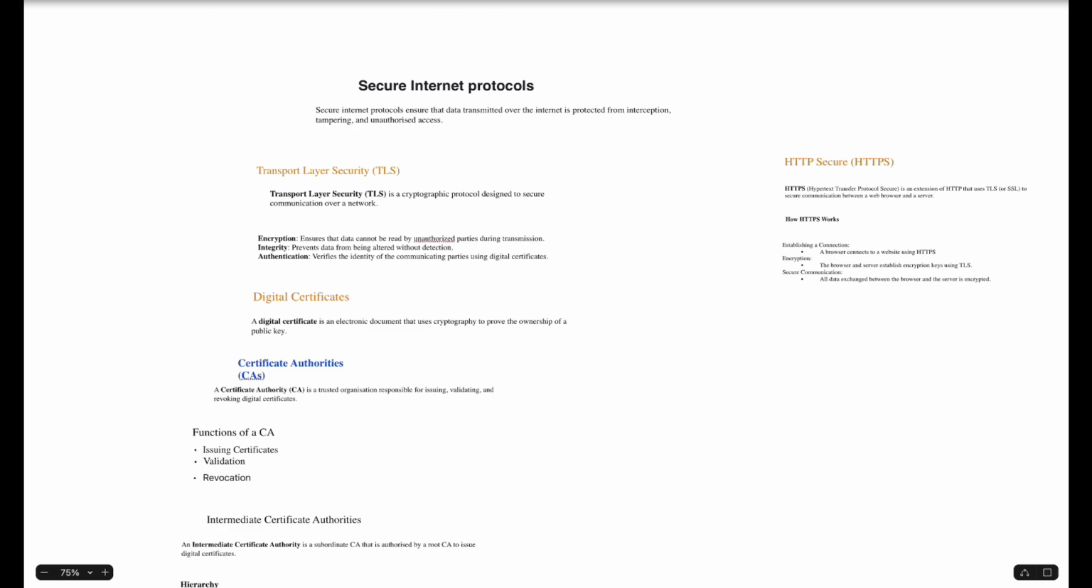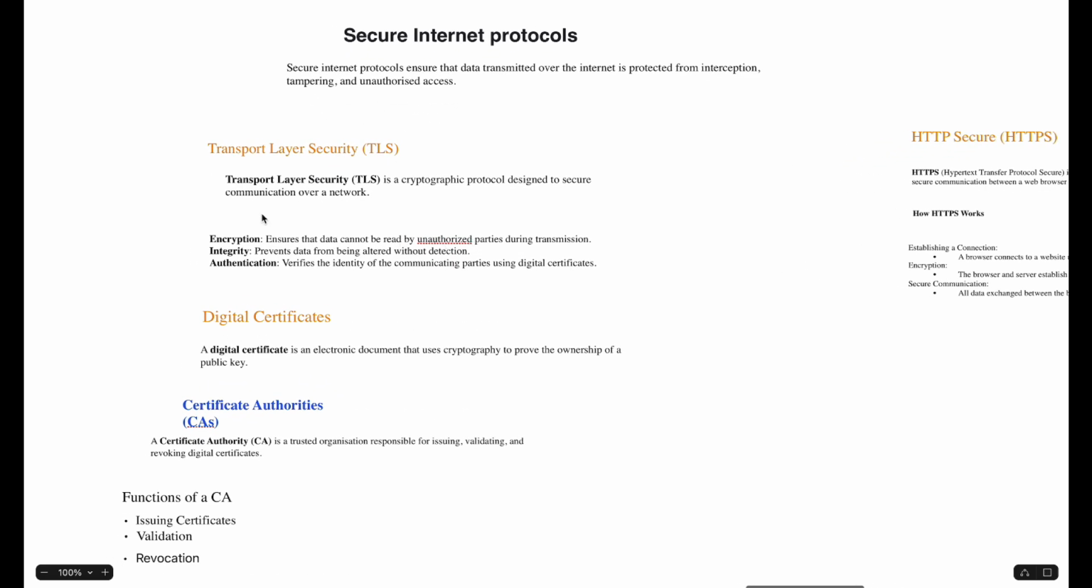So this is a cryptography protocol, designed to secure communications over a network. So as I introduced before, encryption, integrity, and authentication. These three are showing how transport layer security works.